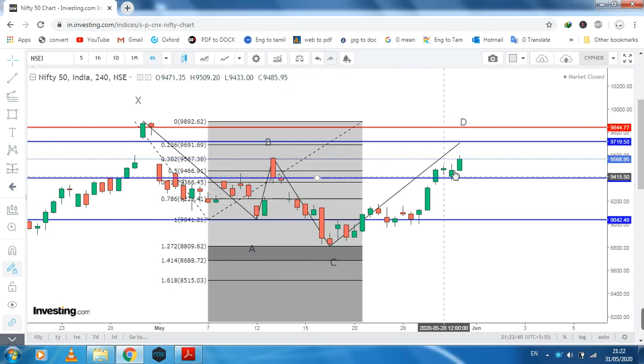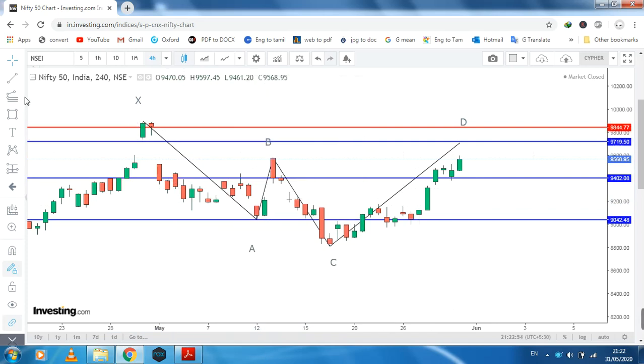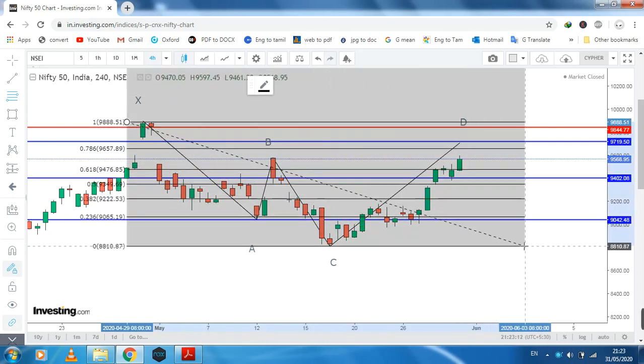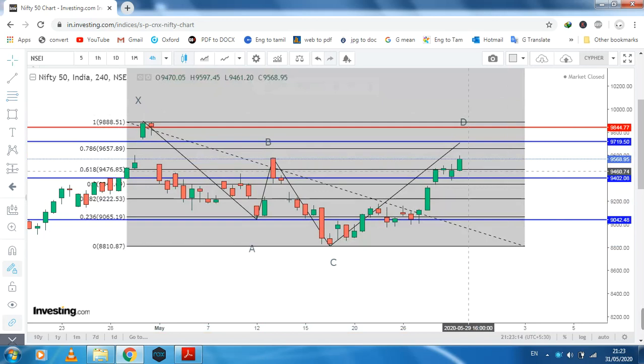How to find that CD? This time the market needs to touch C, and after that you can go for the trade. So how to find the D level? For CD, we need to use the retracement tool again. We need to draw the Fibonacci retracement tool from X to C.